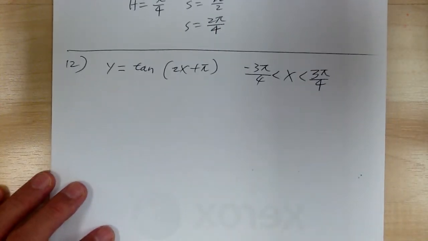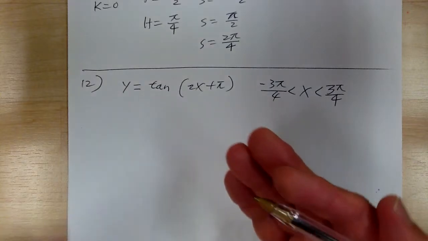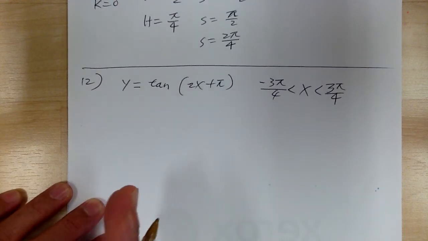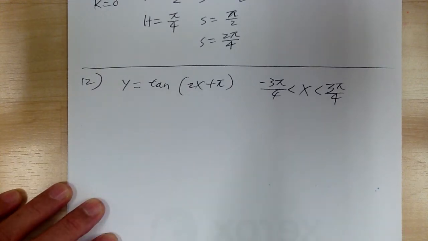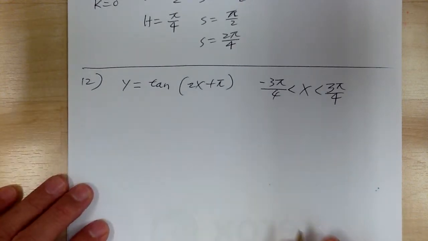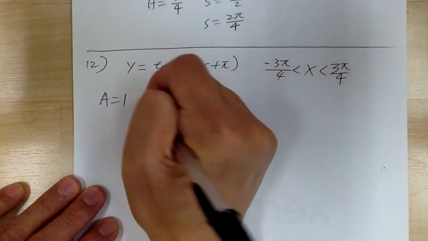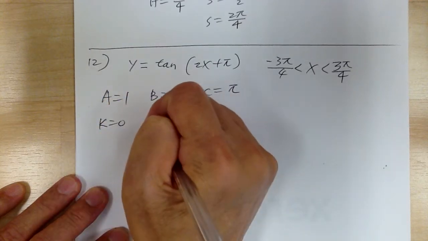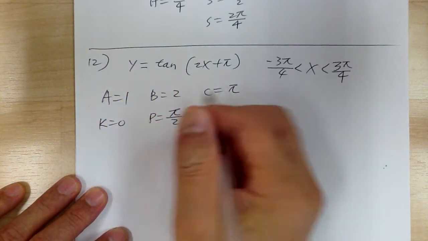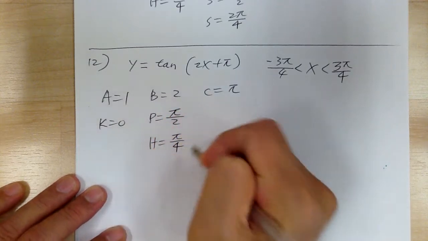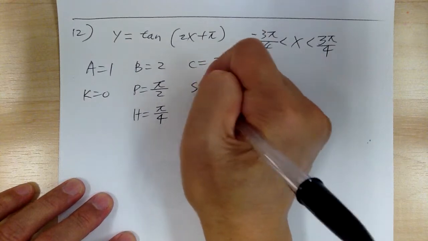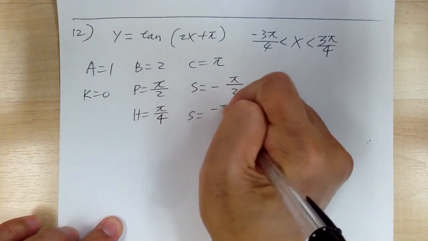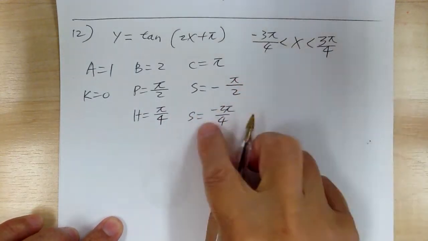Okay, so again, let's get all the information together. If you have a negative, you just flip the graph upside down, but the starting point does not change. So tangent starts right in the middle, cotangent starts at the dashed line, and the graph is just upside down. So A equal to 1, B equal to 2, C equal to pi, so K equal to 0, period equal to pi over B, and H equal to pi over 4. Just multiply the bottom by 2. S equal to negative C over B, negative pi, and so make it into a common denominator. All these are common denominator, so we are good.